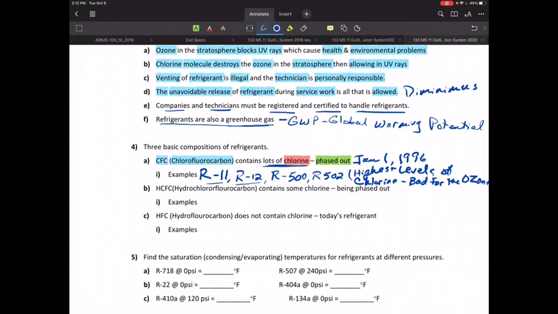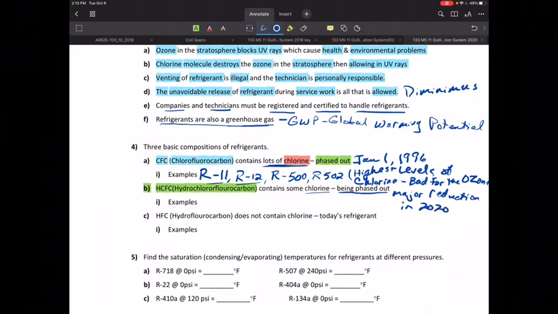All right, so let's take a look at the next refrigerant that we have to contend with and deal with. This next one is item B, the HCFCs. And they have a little bit of chlorine. They're not terrible, but because they do have some chlorine, they were on the phase-out list. Now, when we say they're being phased out, there was a major reduction in the production in 2020.